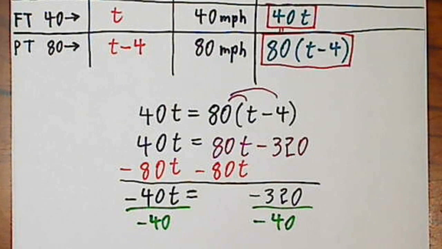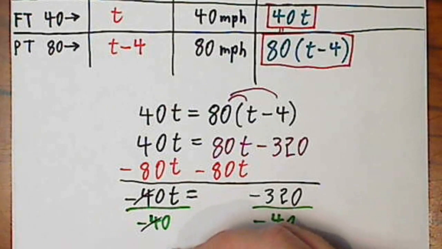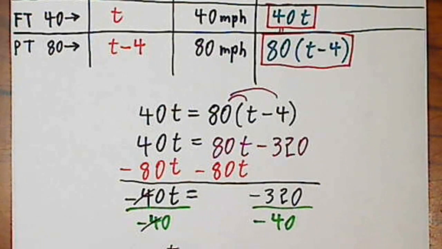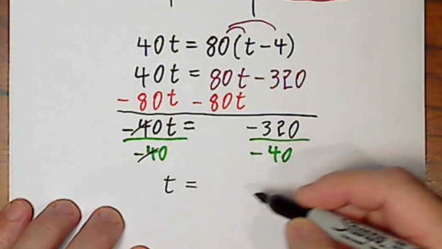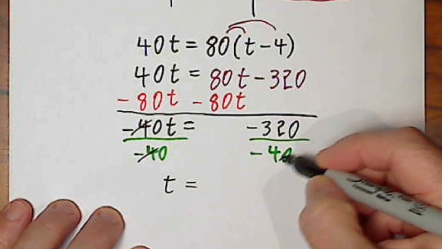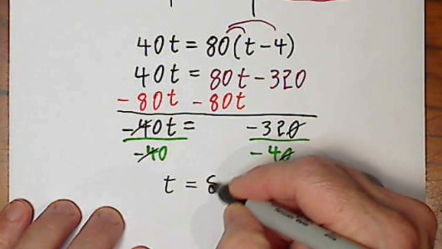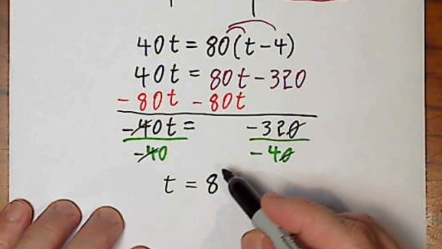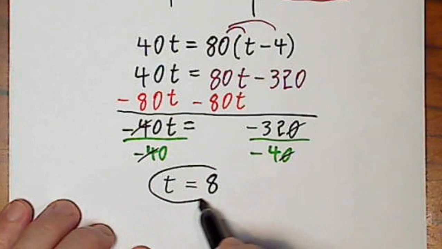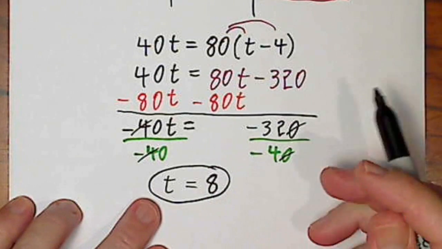And the left side cleans up very quickly. Negative divided by negative is positive 1. And divide by 10, divide by 10. 4 goes into 32 8 times. Again, the signs become positive. So we found out that the time is 8 hours.